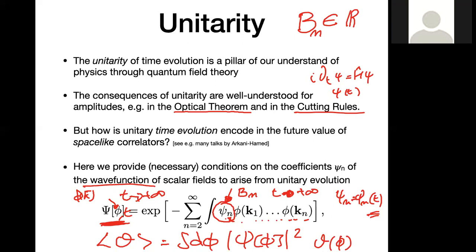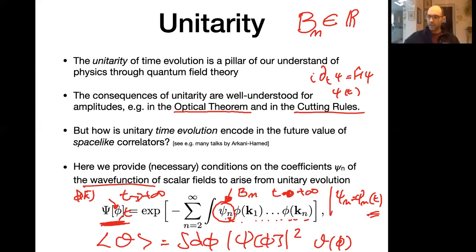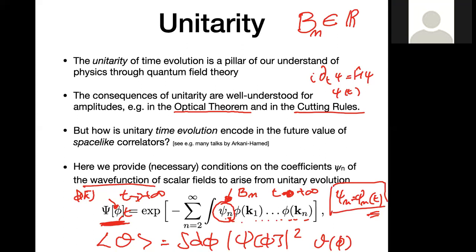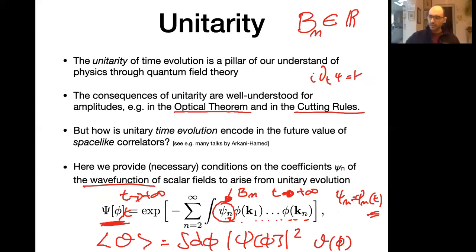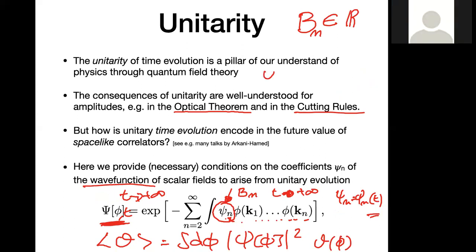You define phi k1 to phi kn. Why are they not defined as functions of time? Psi n is a function of time. No, phi k1, phi kn, they could be different at different times, right? No, not in this one. Why can you pull them together into psi n of t? Why do all the fields phi k1 to phi kn depend on the same time? That's what I don't understand. Okay, so there is no time dependence in phi.